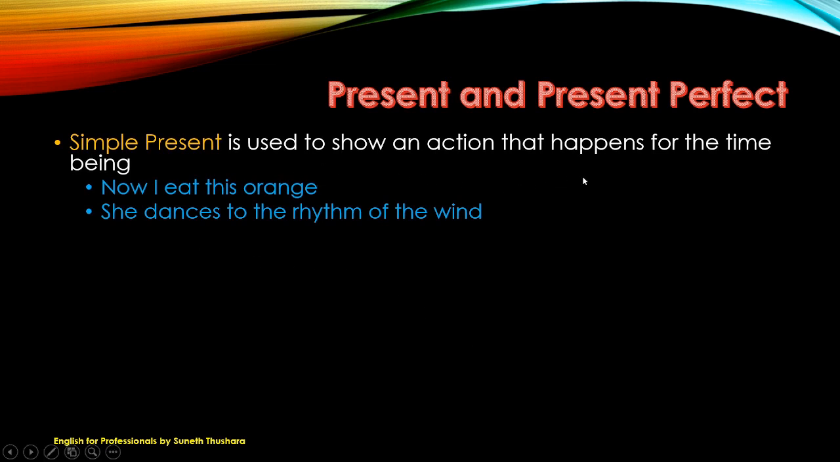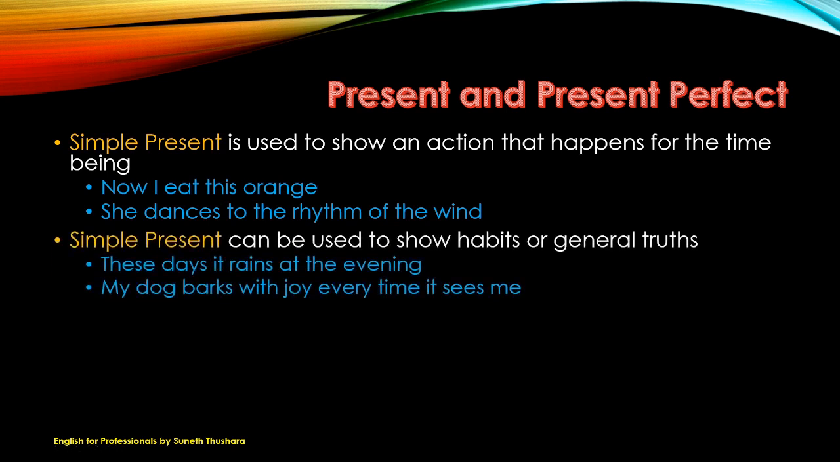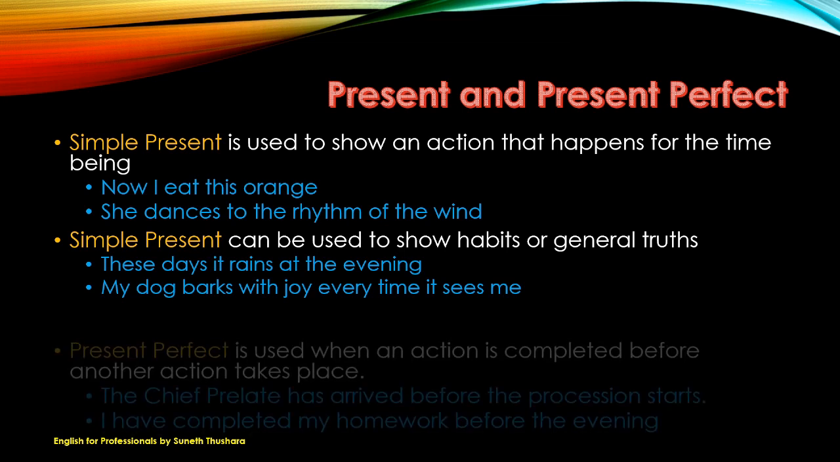Then we'll see present and present perfect. Simple present is used to show an action that happens for the time being. That we know. For example, "Why eat this orange?" "She dances to the rhythm of the wind." So something happens now. Then simple present can be used to show habits or general truths. "These days it rains in the evening." "My dog barks with joy every time it sees me." That means the dog is not barking now. That is a habitual thing, so it happens every day or something.